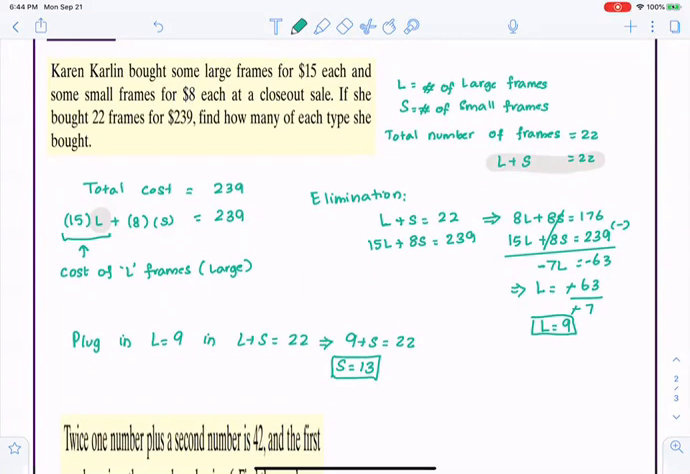You can verify if the second equation is satisfied. All you have to do is take the value of L and take the value of S, plug it in the second equation, and it would equal 239.